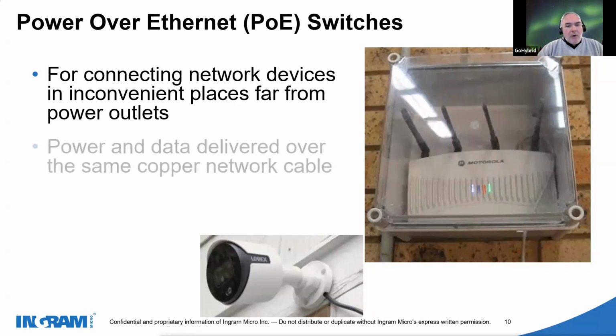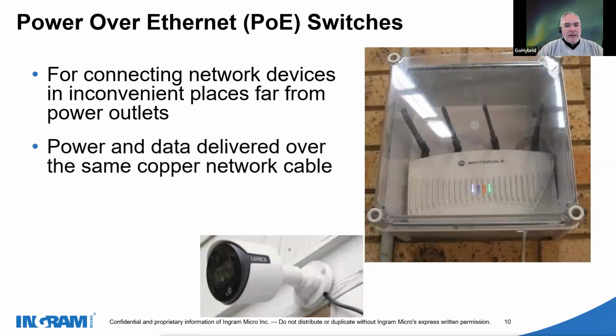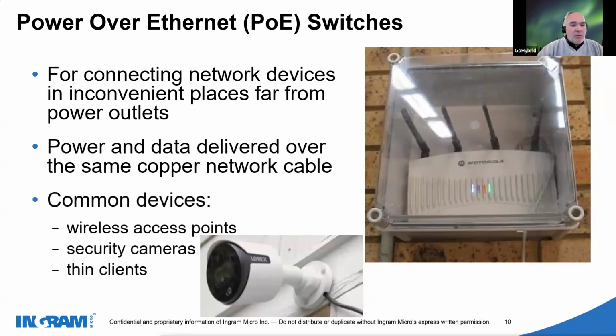So as I mentioned, power and data delivered over the same copper network cable. And in addition to wireless access points that we mentioned, security cameras, thin clients, especially in education, for example, are another example of devices that might be used that could be powered over Ethernet.